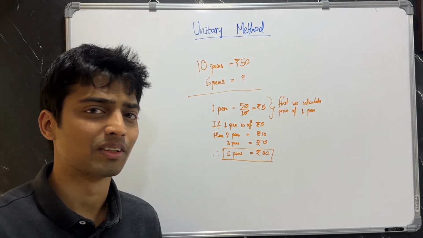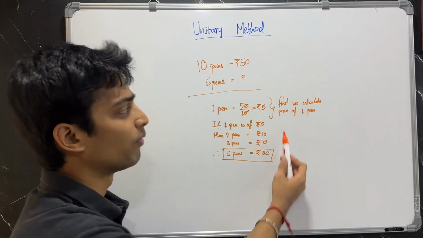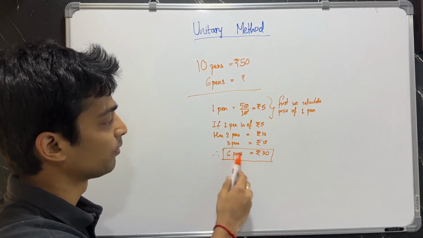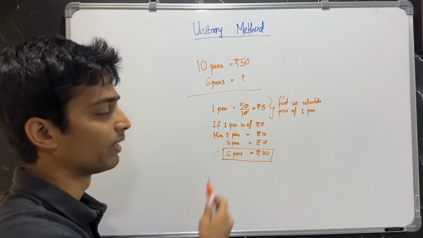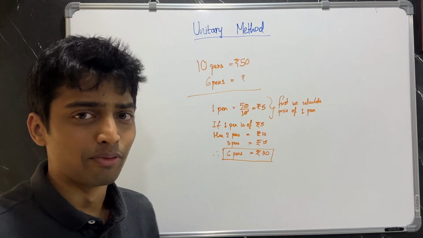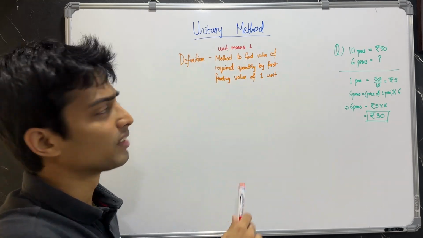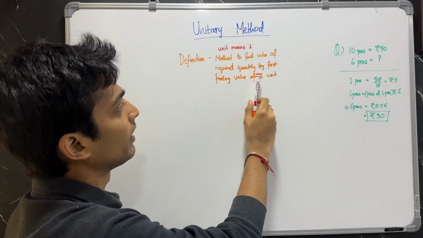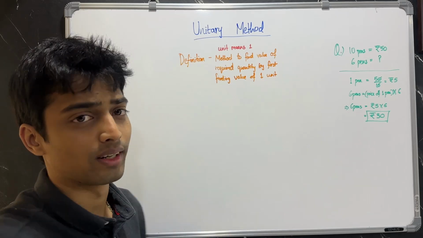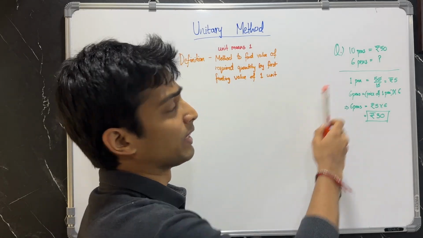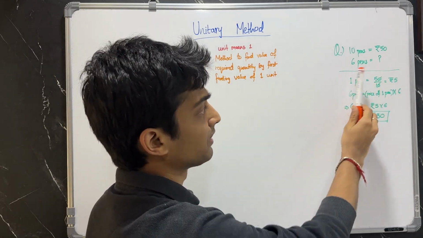This is called unitary method because first we are calculating price of 1 pen in order to find the price of 6 pens, the required quantity. Let's see the definition. What is unitary method? Unit means 1. Unitary method is a method to find value of required quantity by first finding value of 1 unit. Like in this example, question was 10 pens are of 50 rupees, 6 pens are of how much?